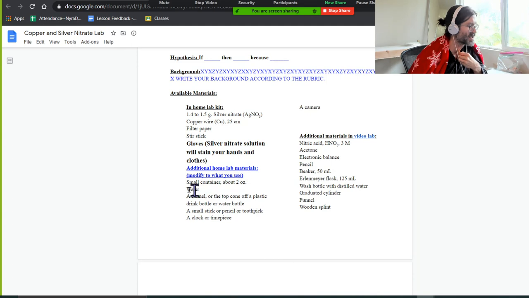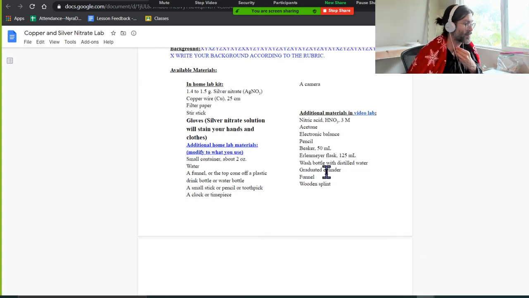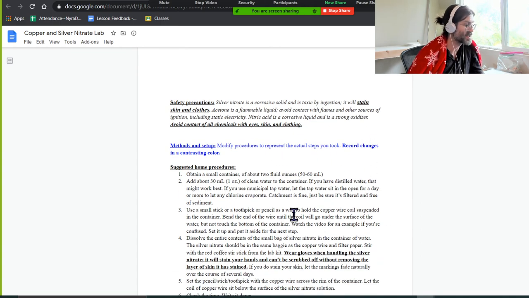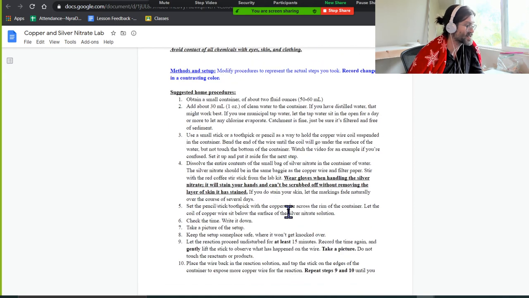Background, write your background. If you use addition, so there are some home materials that aren't in the kits that we hope you'll have. If you don't, let us know. There are additional materials in the video lab that you won't have at home, but that are listed here just so that you know and you can talk about them maybe in the methods and setup. Modify procedures to represent the actual steps you took. Record changes in a contrasting color so that we can see them, please.